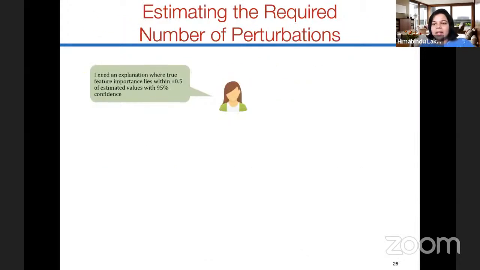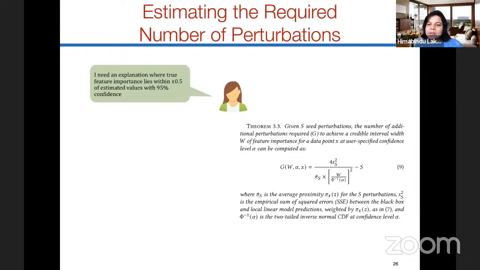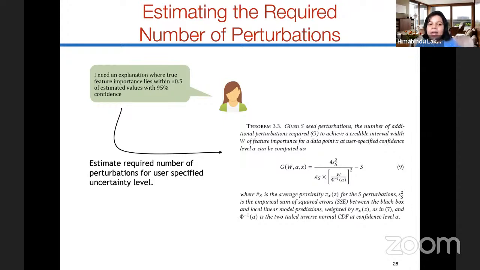So there are more interesting and nice features here. The approach that we have, for example, can answer questions like this, right? Let's say a user says, I need an explanation where the true feature importance lies within plus or minus 0.5 of the estimated values with 95% confidence, right? So the user is specifying the width of the interval, and also the confidence with which the true feature importance should lie within that width, right? If the user inputs these, we actually have some theoretical results which can help us compute how many perturbations we need in order to hit those user specifications, right? So we can now compute a precise estimate of how many perturbations are needed if we want to achieve this level of confidence: 95% confidence with plus or minus 0.5 of the estimated values.